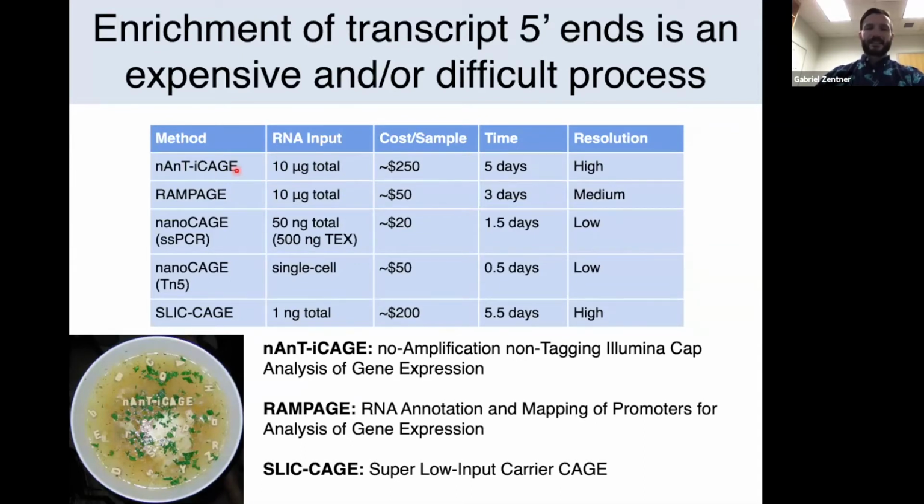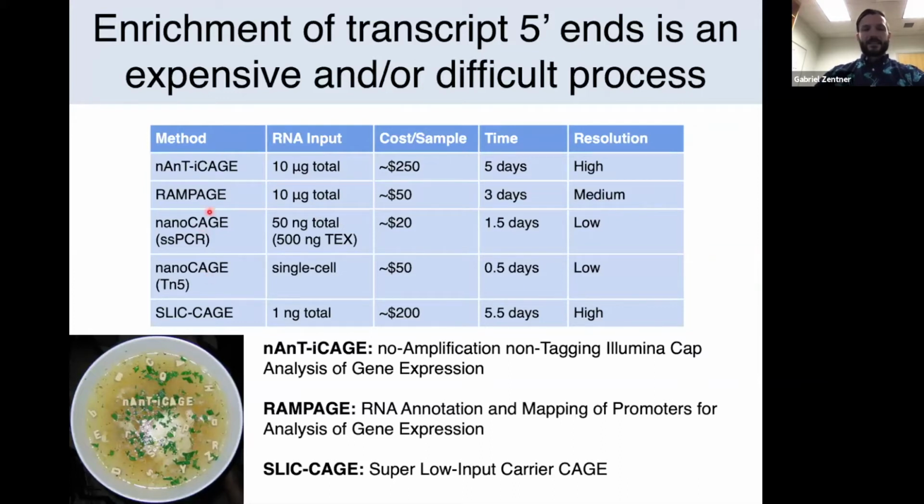So nAnTi-CAGE is considered the gold standard, but you need to have quite a lot of total RNA input. It's also quite expensive per sample. It takes a full work week, but it gives you exceptionally high resolution. Similarly, RAMPAGE takes a lot of total RNA. It's cheaper per sample, it's a bit shorter to perform, and it gives you somewhat lower resolution.